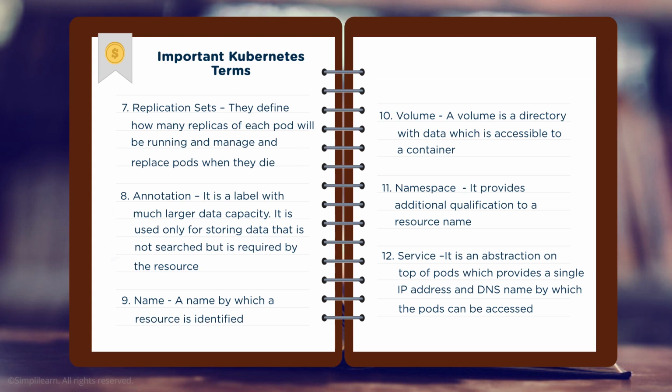Volume is the directory in which data is accessible to a container. Namespaces provide additional qualification to a resource's name. And then finally, service is an abstraction of a top-tier of pods which provides a single IP address and DNS name by which the pods can be accessed.